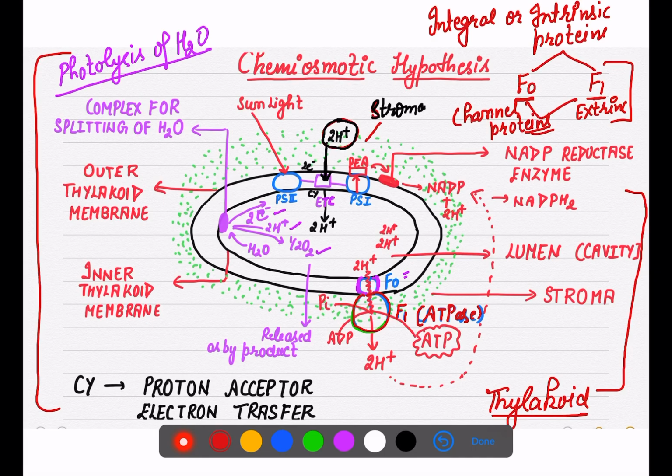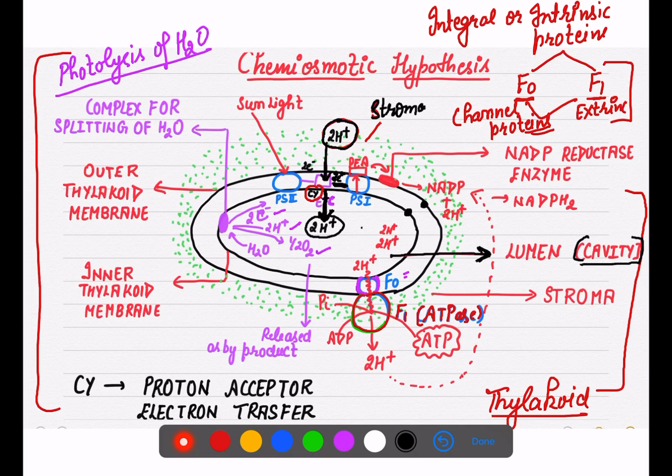Now cytochrome already has a pair of electrons. These electron pairs are transferred to the next member of the electron transport chain. Once it passes the electrons to the next member, the protons are pumped into the lumen. Lumen is the inner side area of the thylakoid. This is the outer membrane, this is the inner membrane, and the inner space is called the lumen, a cavity, basically an empty space. So protons, that is H positive, are pumped to the lumen.